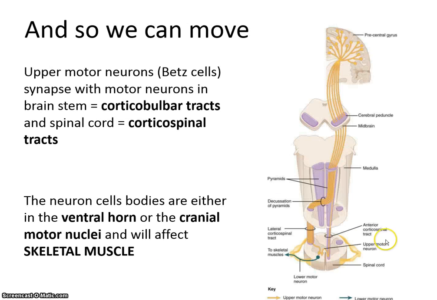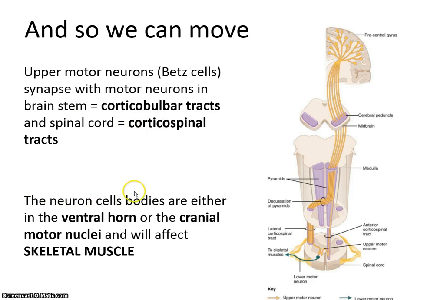Upper motor neurons synapse with motor neurons in the brainstem. So upper motor neurons up here in the precentral gyrus, part of the frontal lobe, move down to the brainstem, the midbrain and medulla, and join there. We call these the corticobulbar tracts. And to the spinal cord are the corticospinal tracts. Again, we said they're named for where they start and where they end, and because the start is a cortex, we know these are descending tracts.